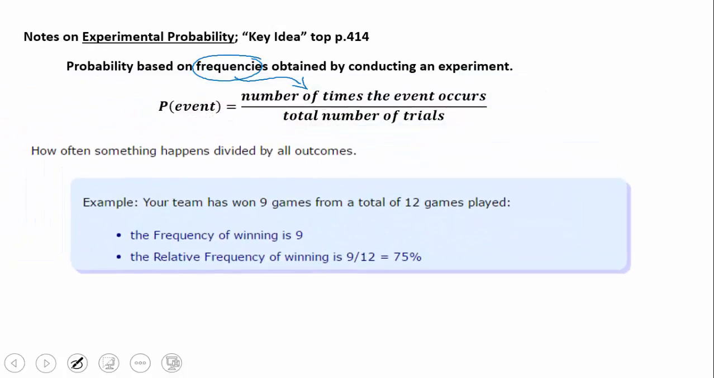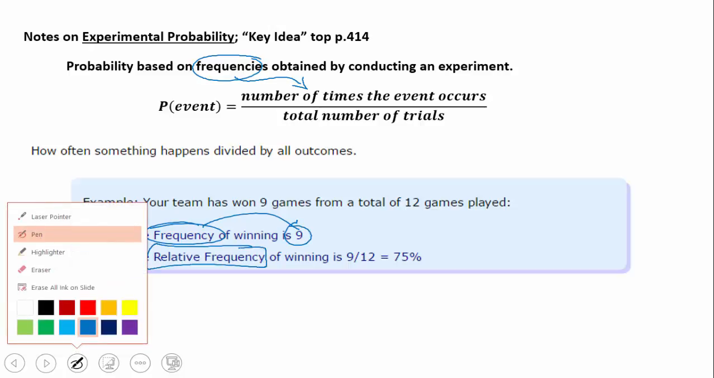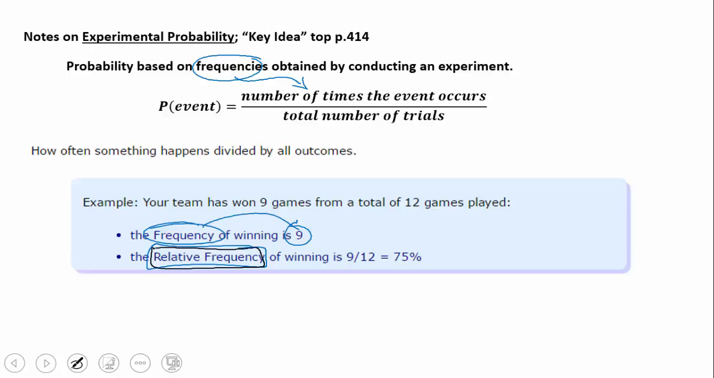All right, so here's an example. If your team won 9 games out of a total of 12, the frequency, the number of times the event occurred, is 9. And then relative frequency, right out of our essential question, relative frequency is 9 out of 12. That's the same as experimental probability. The number of times the event occurred, 9. How many games did we play? 12. Experimental probability, relative frequency, basically the same thing.